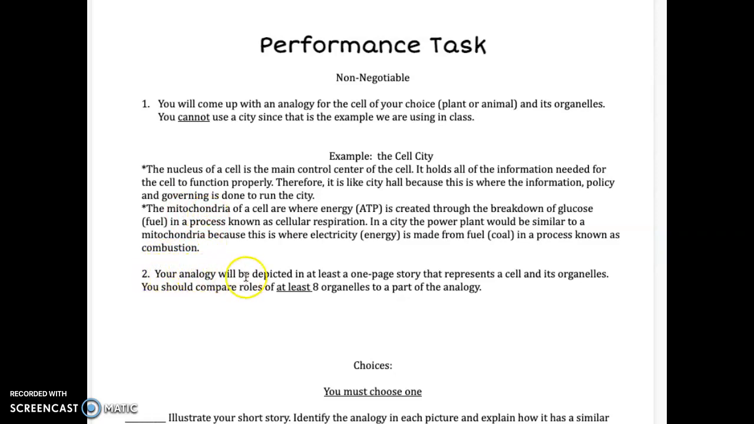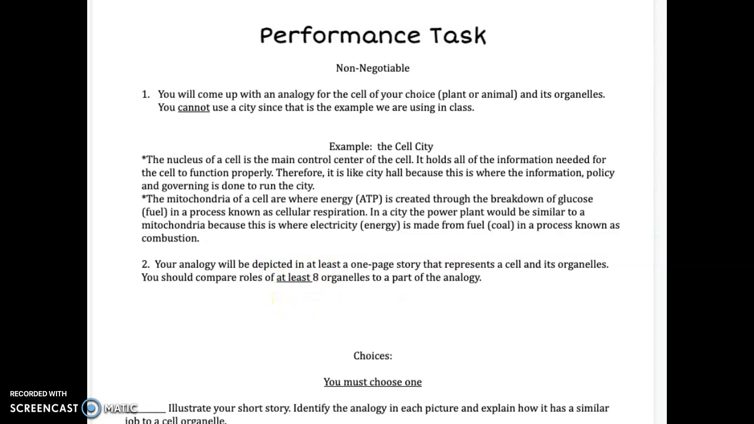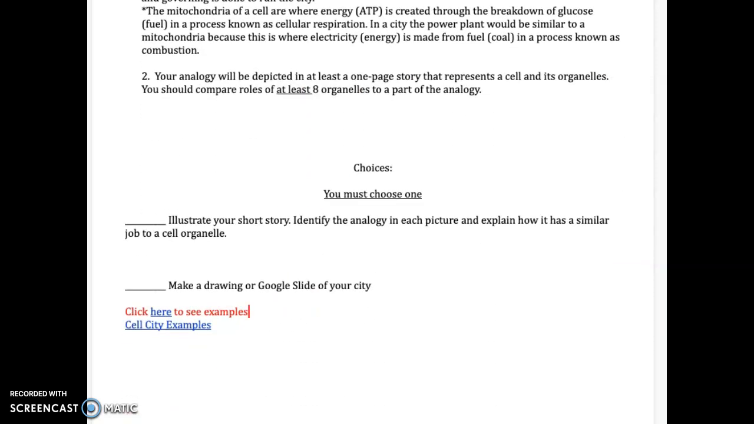Your analogy will be depicted in at least a one-page story that represents a cell and its organelles. You should compare the roles of at least 8 organelles to a part of the analogy. This is what everyone has to do. Everyone needs to come up with an analogy, and you must write a one-page story. Now, these are the things you can choose from.